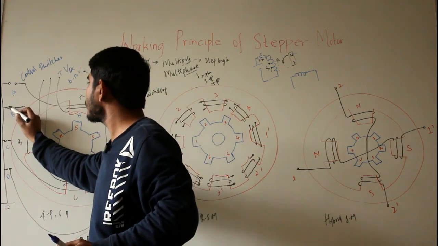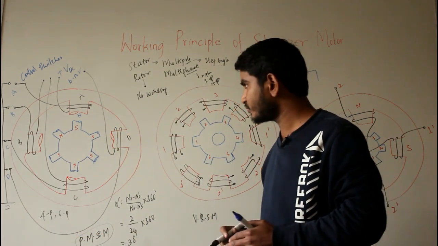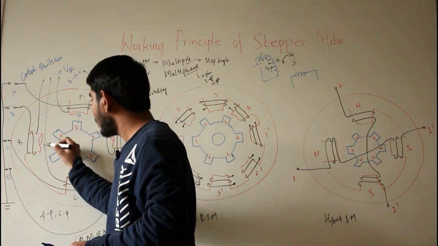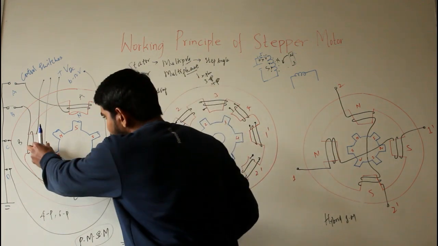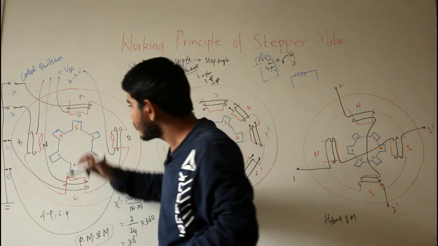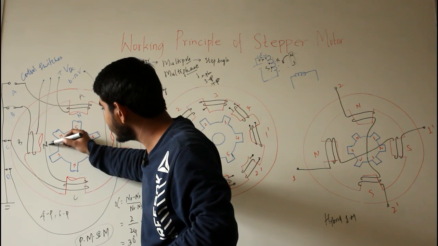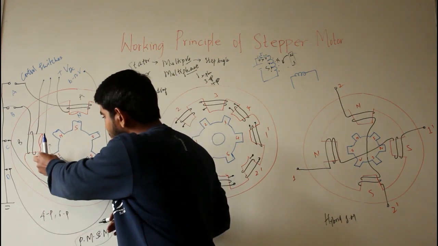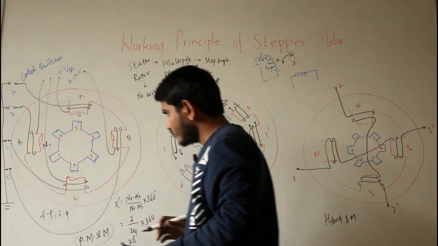Now I will close the control switch B. Now when you close the control switch B, this pole will behave as a north pole. And what does this north pole do? This north pole tries to attract the nearest south pole of the rotor. So your rotor will move, this south pole will move in this direction so that they get attracted. So this south pole will get aligned with this north pole.